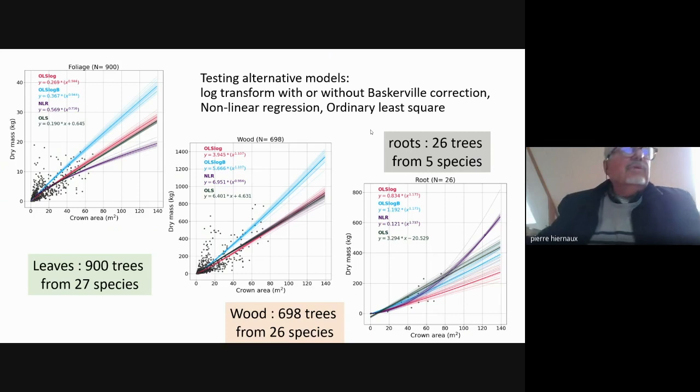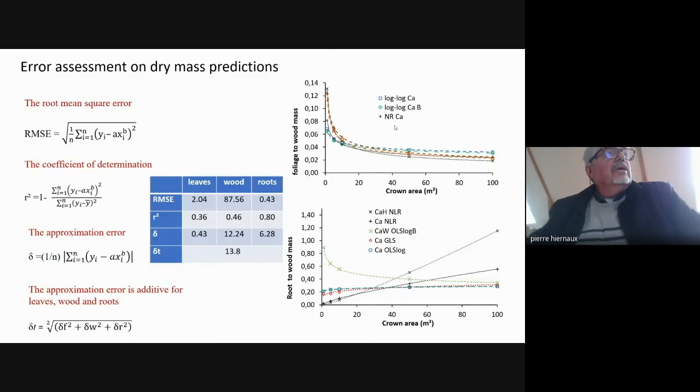So we had a bunch of relationships that we tested classically with the fit indicators: the root mean square error, the coefficient of determination, and the approximation error. Ankit already mentioned that the approximation error was additive between leaves, wood, and roots. So we could have an approximation error for the whole tree mass estimate. Here I took an example, just for one.